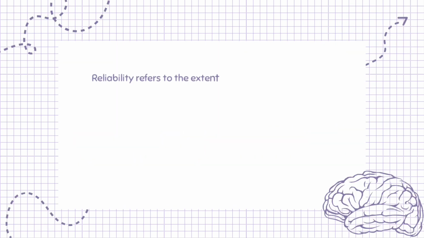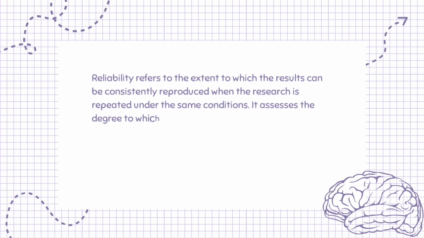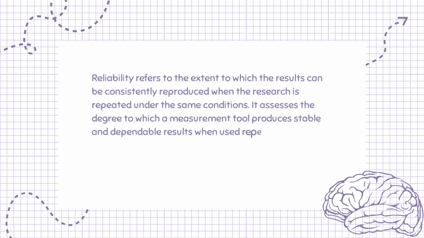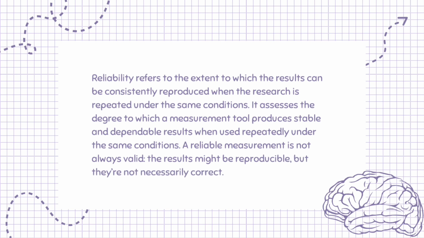Reliability refers to the extent to which the results can be consistently reproduced when the research is repeated under the same conditions. It assesses the degree to which a measurement tool produces stable and dependable results when used repeatedly under the same conditions. A reliable measurement is not always valid. The results might be reproducible, but they're not necessarily correct.